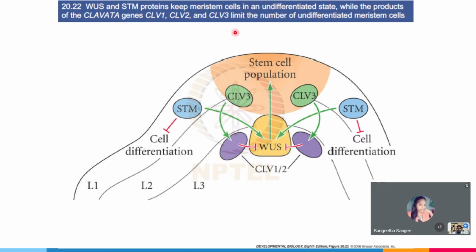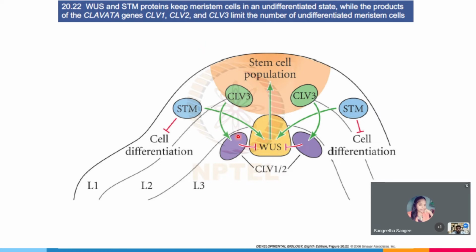So how exactly do CLV1, CLV2 and CLV3 do this? What they do is that they initiate differentiation in the meristem cells. So they allow the meristem cells to go ahead and differentiate to form various structures. And this reduces the number of undifferentiated meristem cells which could have formed various other structures as well. So this is essentially a stem cell to a normal somatic cell differentiation that is occurring here.